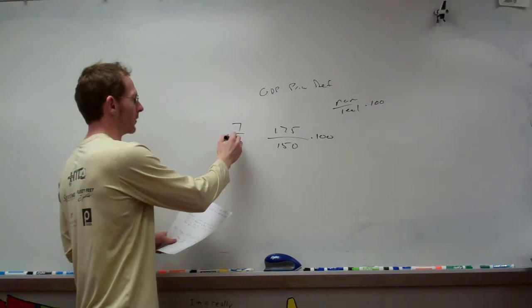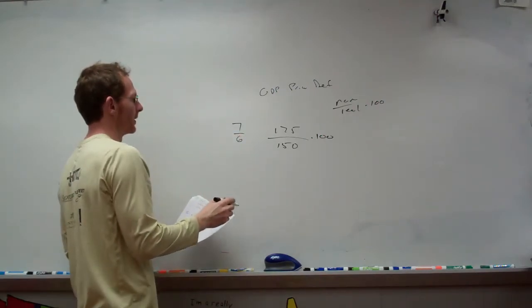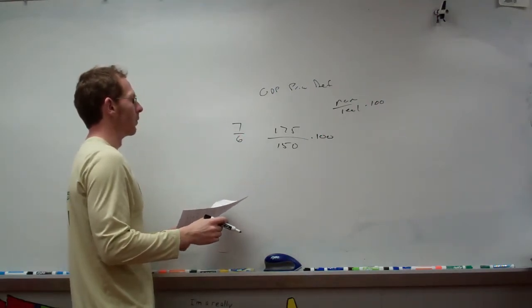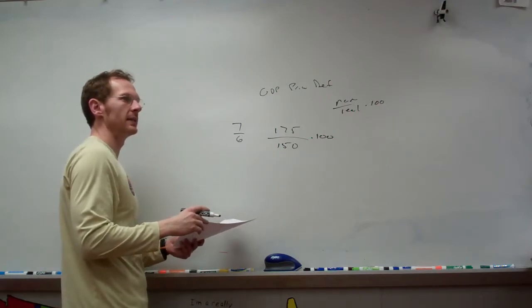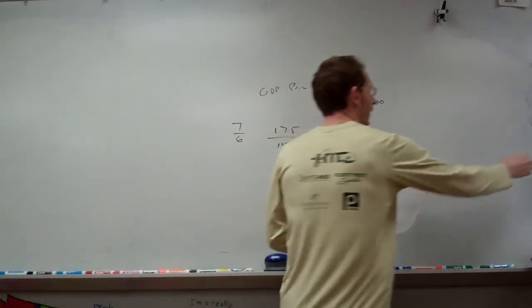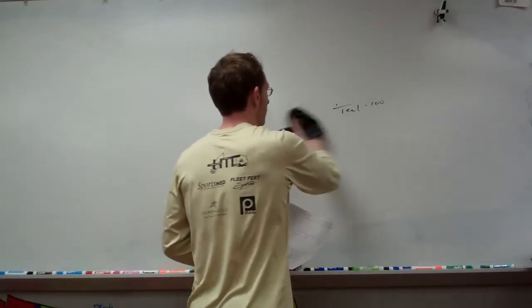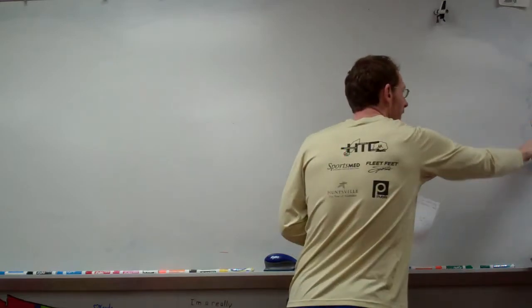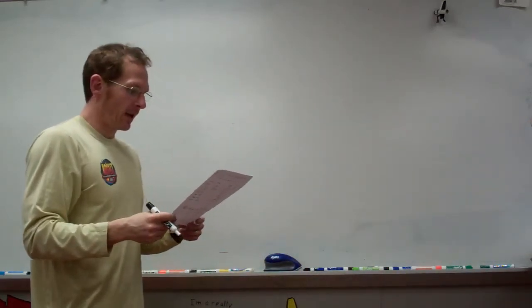That's 7 over 6 times 100. So that's 1 1/6, so it's like 118 or something like that, right? Okay, so that's all you got to do. That should have been the easiest one on the whole kit and caboodle other than the first one.